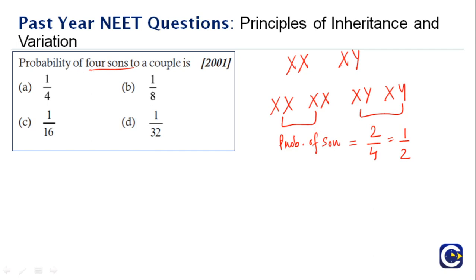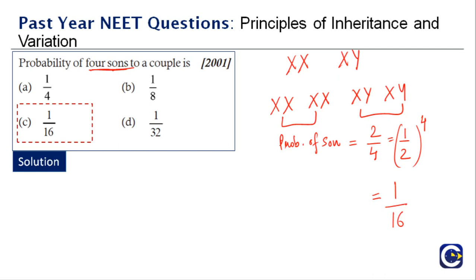Now probability of 4 sons. So this is the probability of 1 son. So the probability of having 4 sons will be raised to the power of 4. So the answer will be 1 is to 16. Okay, so the answer is C, 1 is to 16. It's a very easy question. So the probability of having a son and daughter is always 50-50. It's half. And then the probability of having 4 sons will be raised to the power of 4.